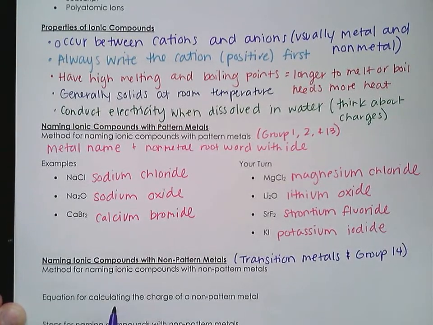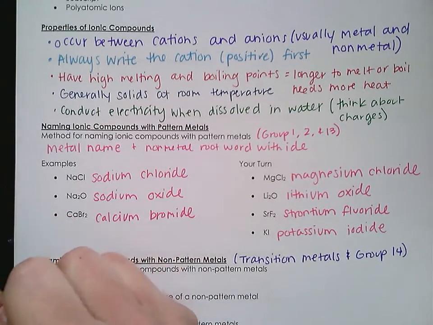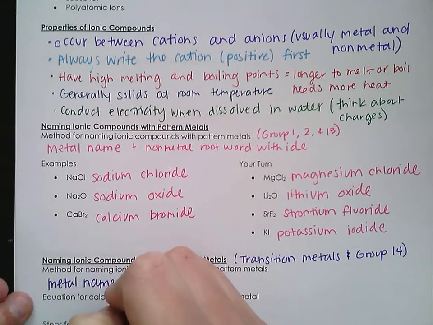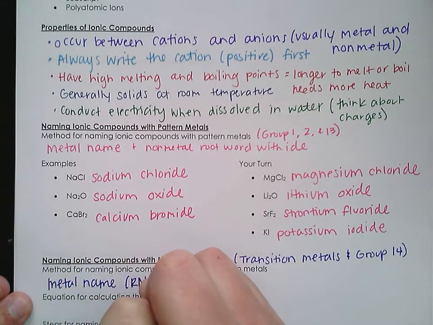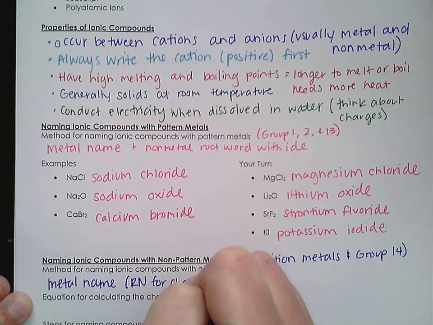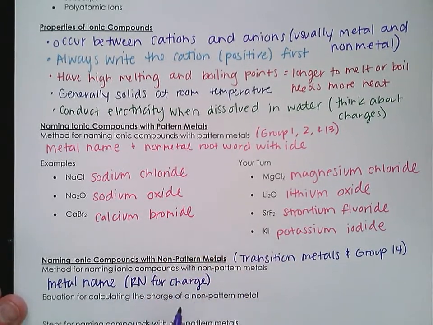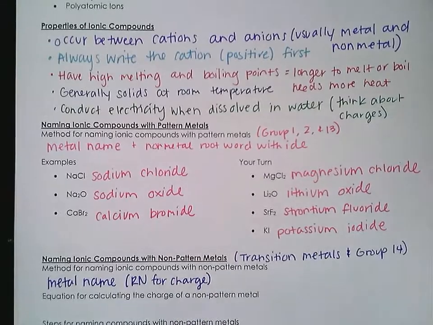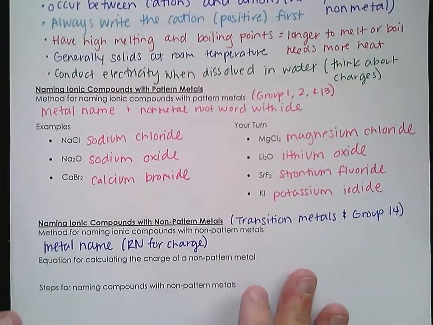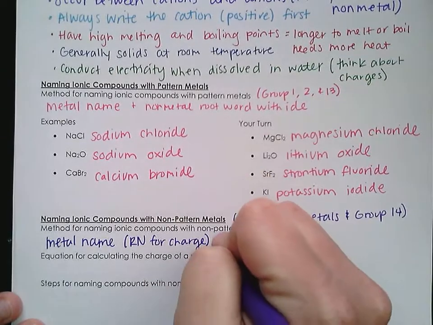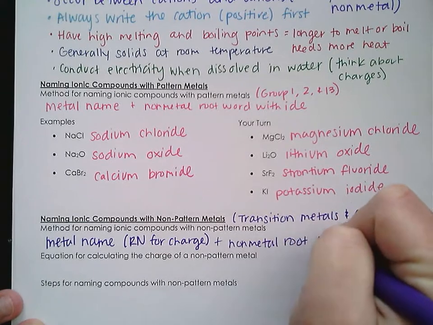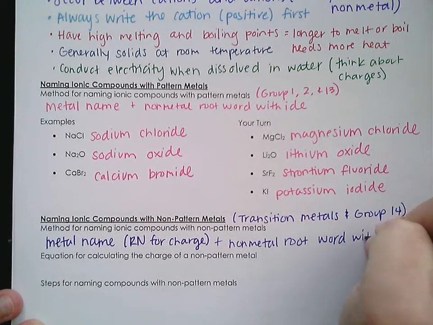So our method for naming these is very similar to what we've just done, but we're going to put our metal name, our Roman numeral for charge. Again, if you need a reminder of what those Roman numerals are, you wrote those down on that other note sheet right there when we were talking about those Roman numerals. Plus your non-metal root word with IDE.